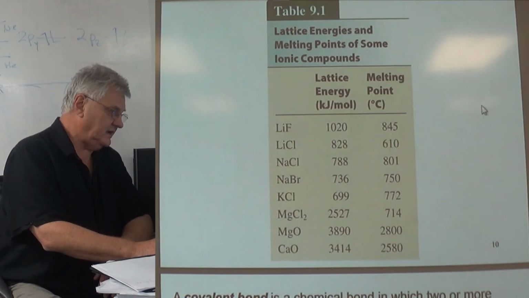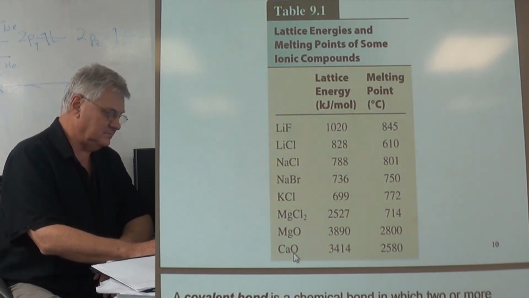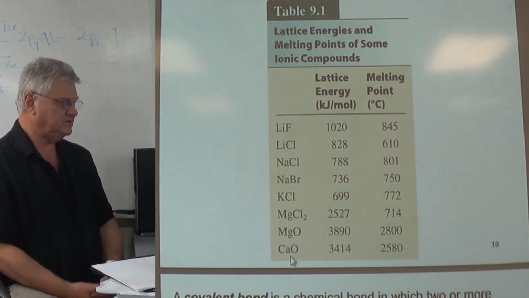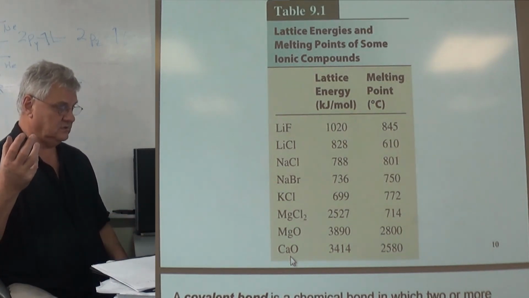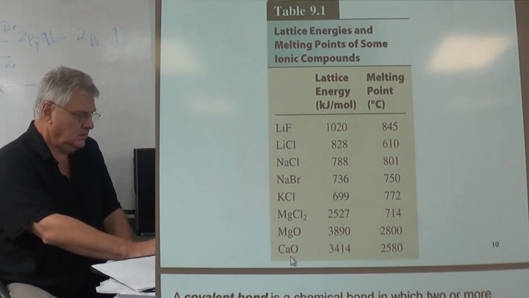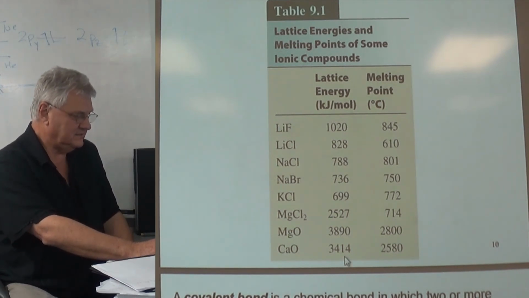Here you see some lattice energies. Notice that magnesium and calcium, don't forget in that original equation, have a +2 charge. Their value of Q is going to be +2, and notice how high their lattice energy is, and this translates into extremely high melting points for these ionic compounds.